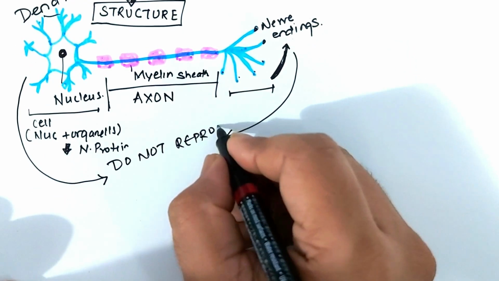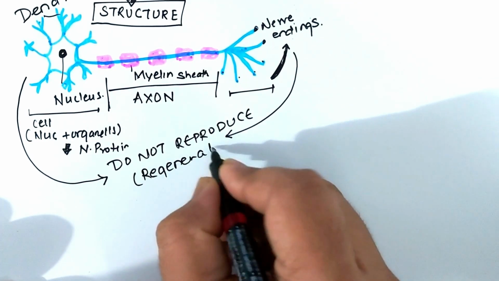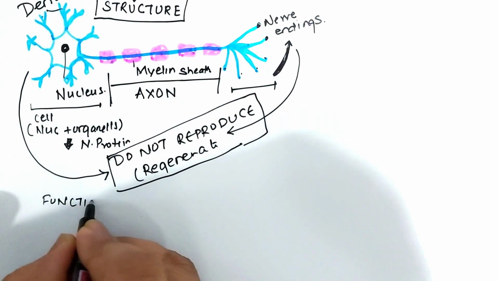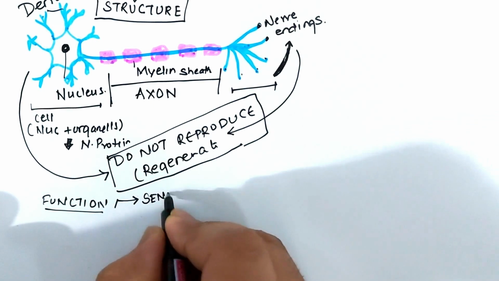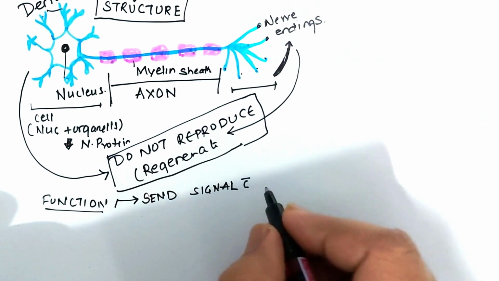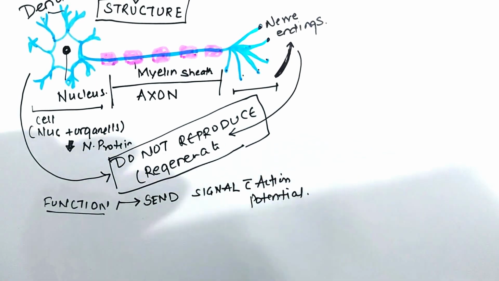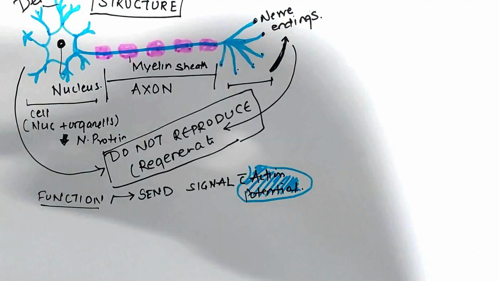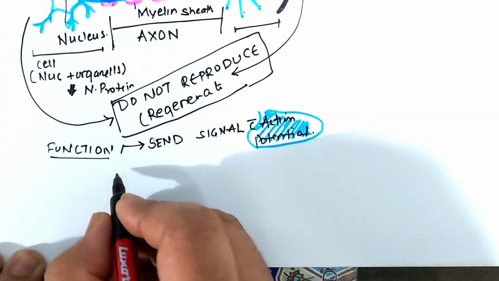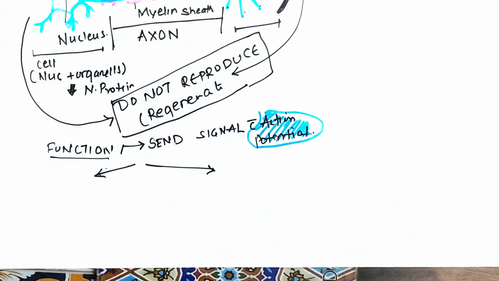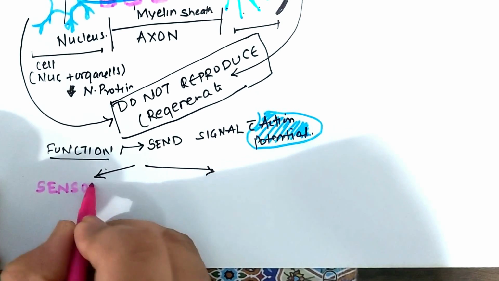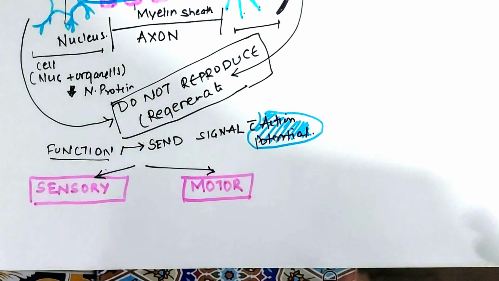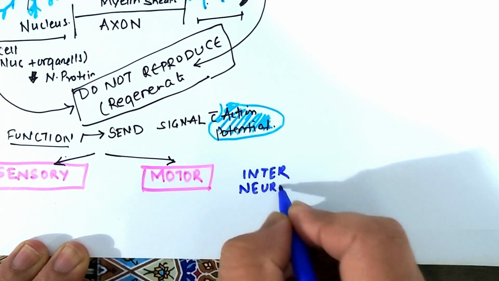Now, the nerve cells do not reproduce, nor do they regenerate. The axon is long and thin and protrudes from the cell body like a tail and can be myelinated or unmyelinated. Axons are responsible for conducting electrical impulses in the form of the action potential away from the cell body. Now, neurons are basically of three types. The first type is the sensory neurons, second is the motor neurons, and third group is the interneurons.